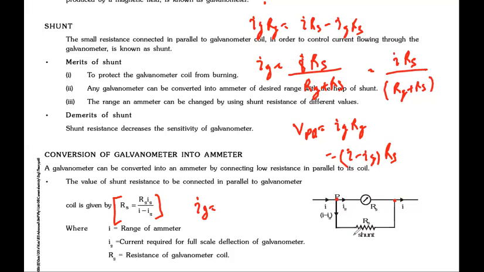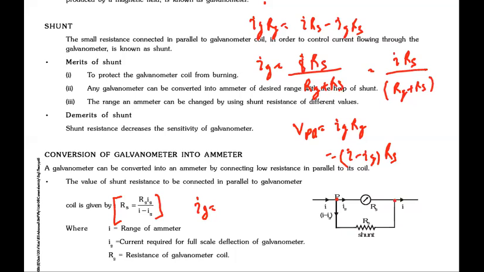Anyone have any doubt in this, raise your hand. Did you understand these two things? You can just note it down in your notebook, but these two concepts you should remember. Okay, so I hope all of you understood how a galvanometer can be converted into an ammeter. What is IG, what is RG?